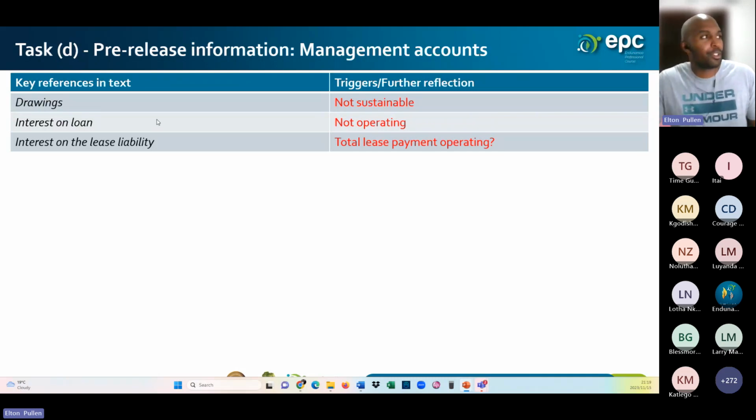Everything seemed like there was just drawings, which is a bit, just consider whether that's sustainable in the long term. Then there was an interest on the loan, which I would just ask the question, is that an operating expense? And then there's an interest in the lease liability. So lease liabilities have a capital and an interest portion. So what is operating, what is not? It's just a question. And a lot of those questions are maybe high-level stuff. So I really don't want us to focus on HLAs. We just focus on what's the minimum to pass.